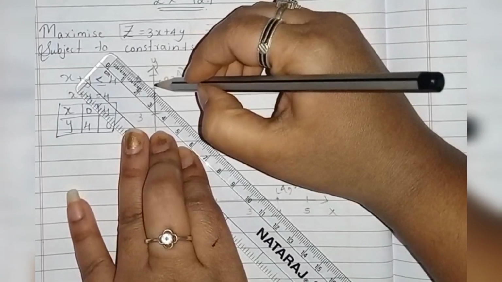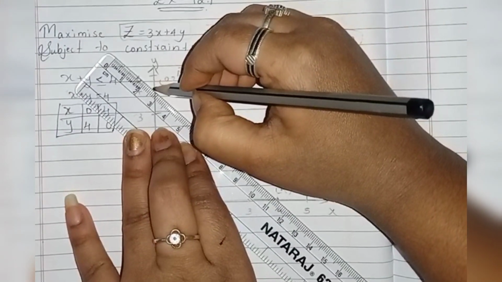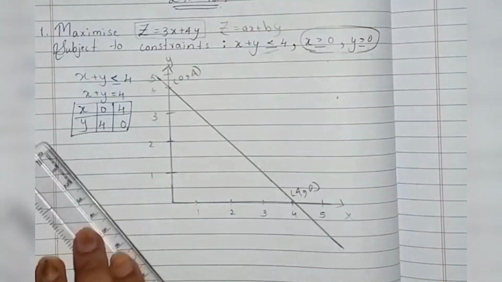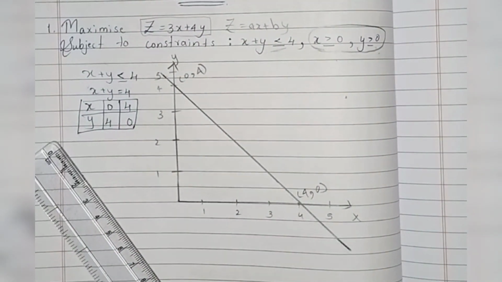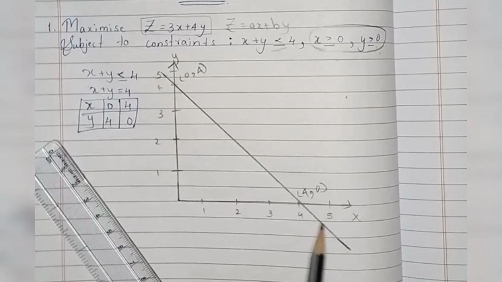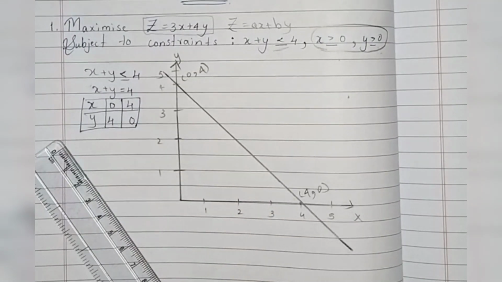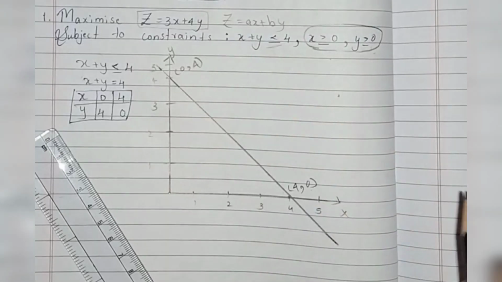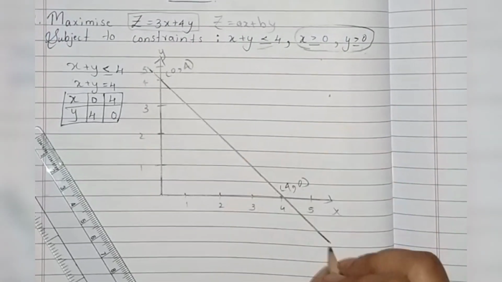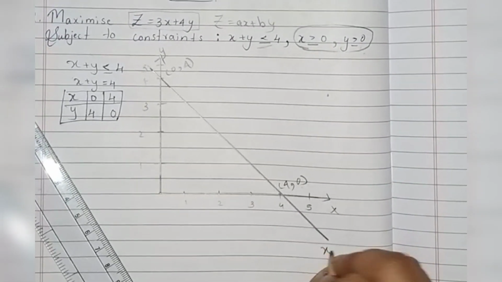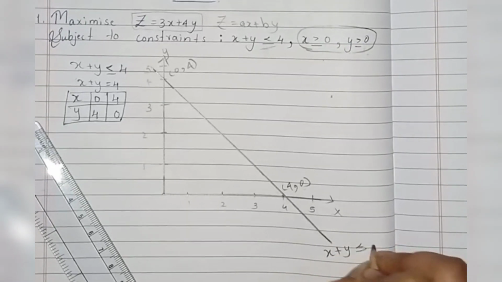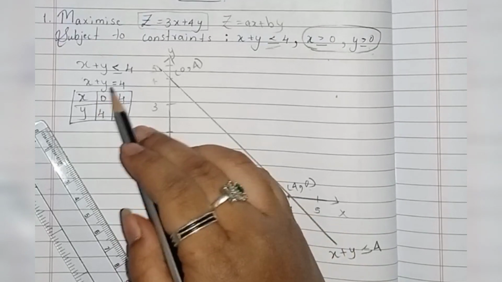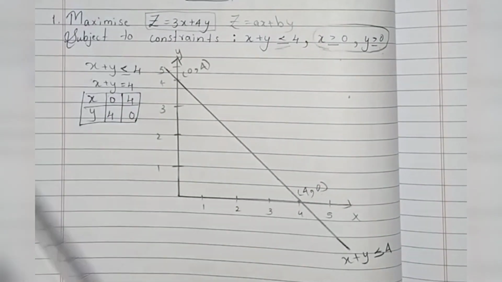Now join these 2 points. Minimum we have to take 2 points to draw a line in a graph, which is why I have taken just 2 points. This line is not the expression x plus y less than or equal to 4; it is the line for x plus y equal to 4. How do we get the region for the inequality?